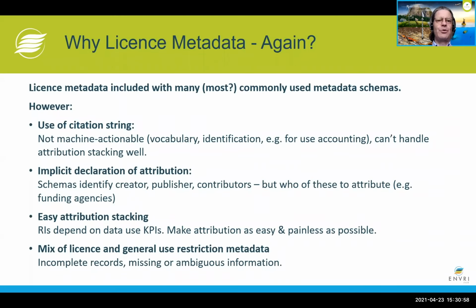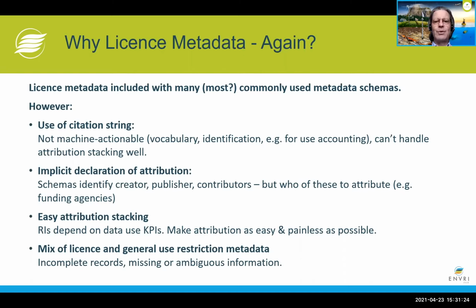So first, a bit of motivation, license metadata. Why are we looking at that again? So many metadata schemas are containing items describing the license attached to a data item. But these have sometimes shortcomings. If you, for example, use a citation string, these are normally not machine actionable, and they can't handle really attribution stacking well, besides concatenating the string. And that's a disadvantage, which I'm going to get back to.